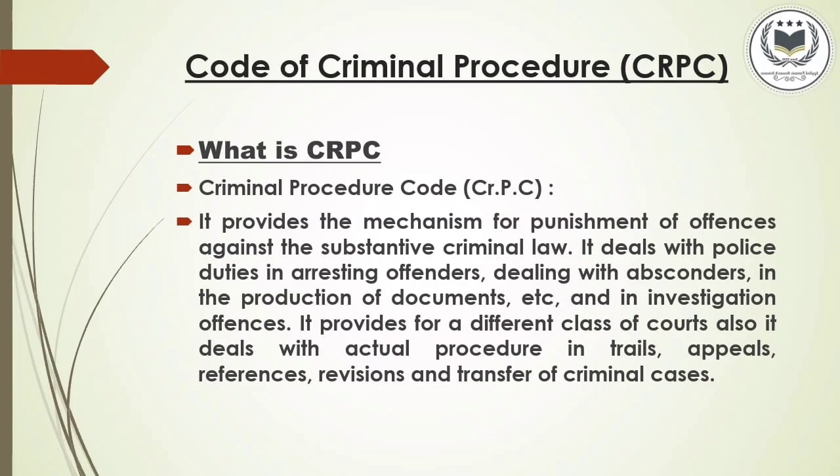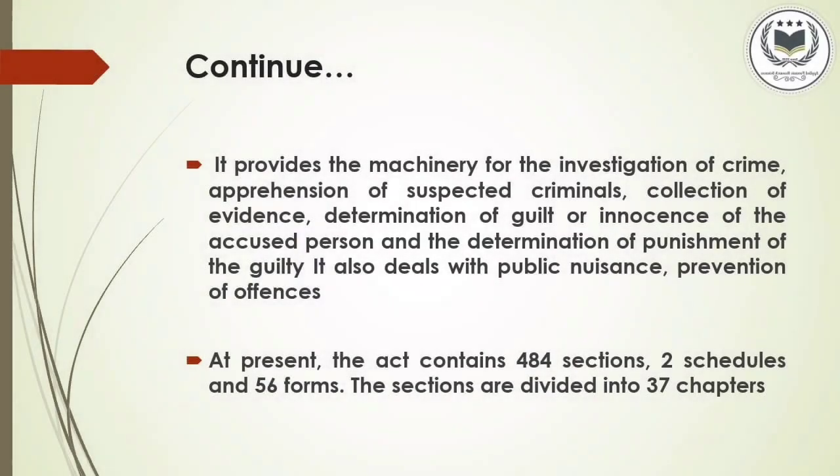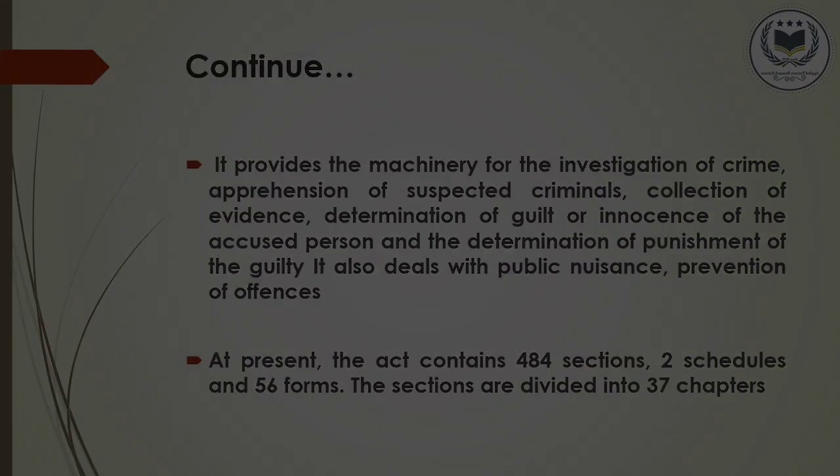It also provides details of different class of courts, also deals with procedure of the trials, appeals, references and transfer of criminal cases. It also gives a proper mechanism of investigation of crime, apprehension of suspected criminals, collection of evidences from crime scene. It also determines the guilt or innocence of accused person and punishment according to the criminal offense committed. Presently, CrPC has 484 sections, 2 schedules and 56 forms and is divided into 37 chapters.